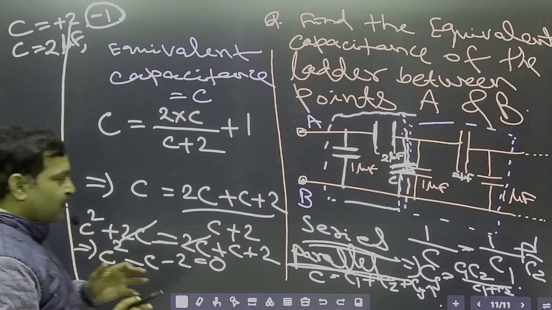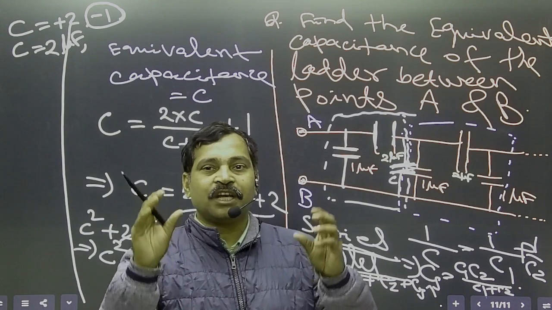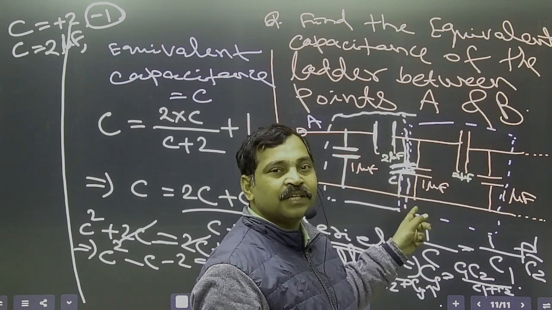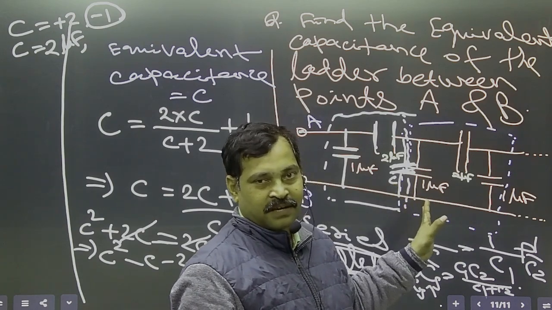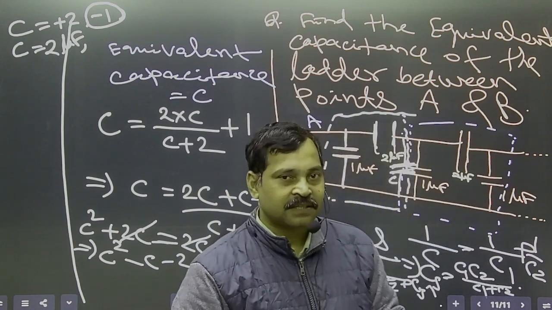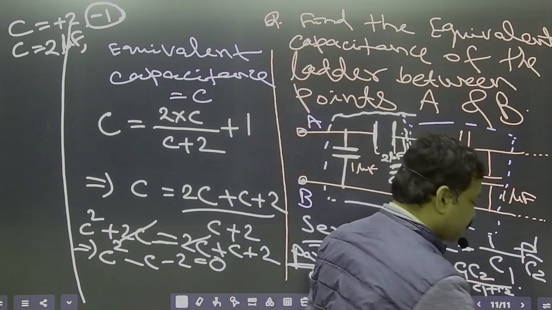Here we can conclude that the equivalent capacitance of this ladder will be 2 microfarad. I think it is clear. This is a very simple question, but you need some concepts to solve this. Thank you.